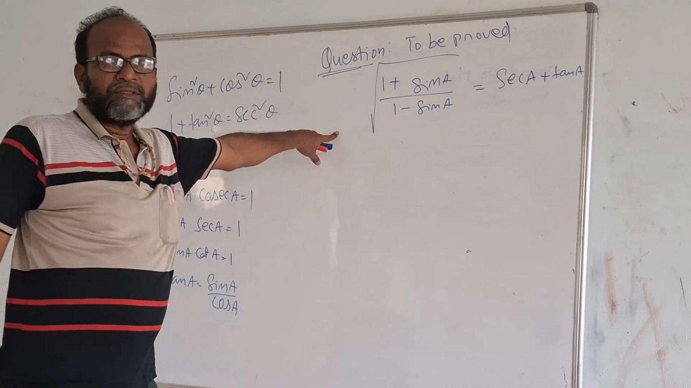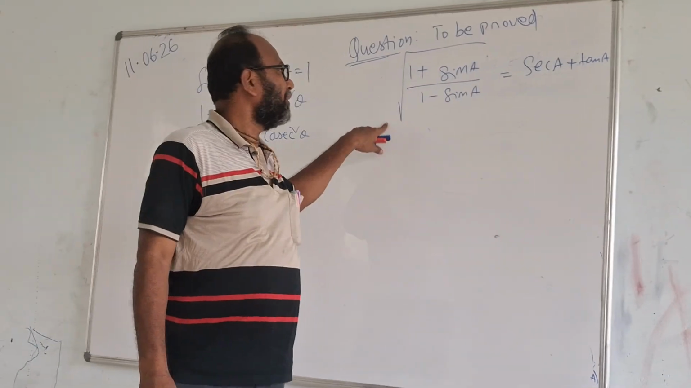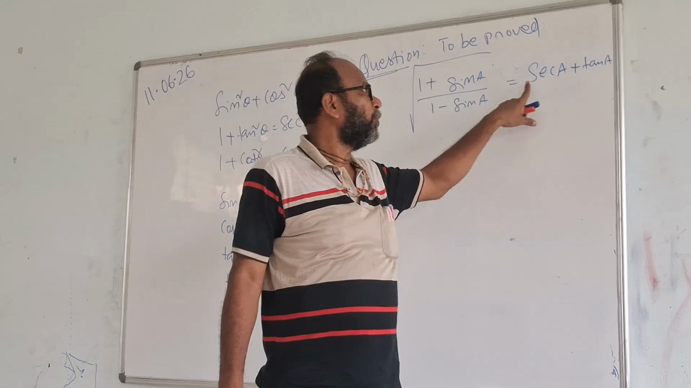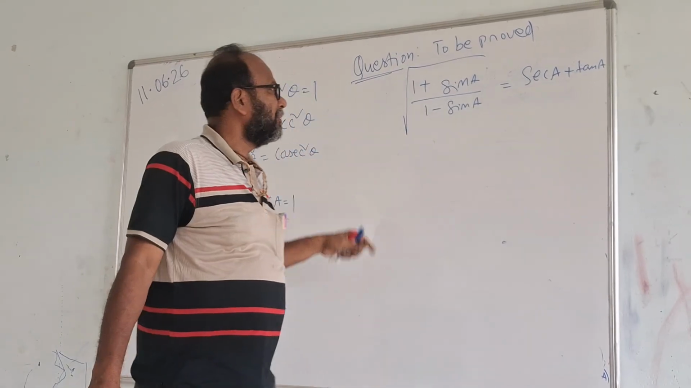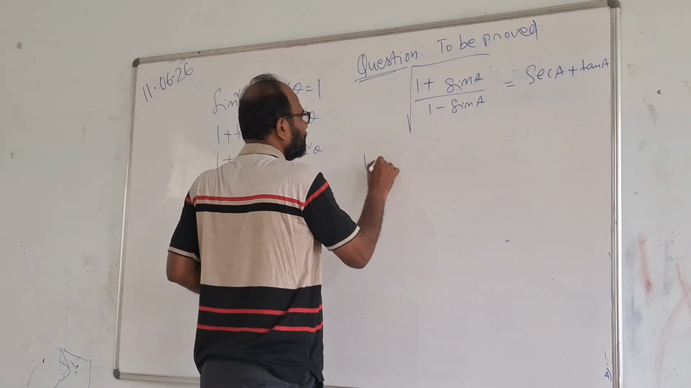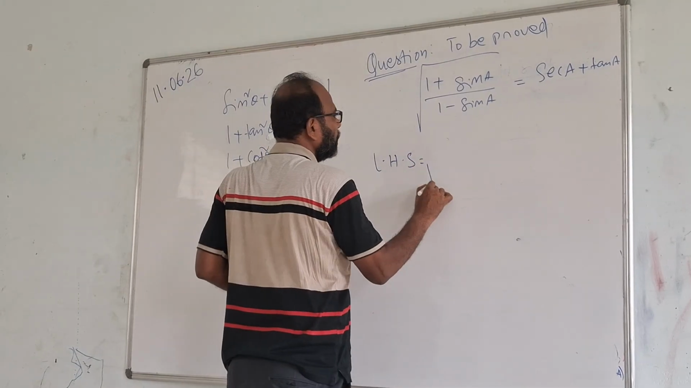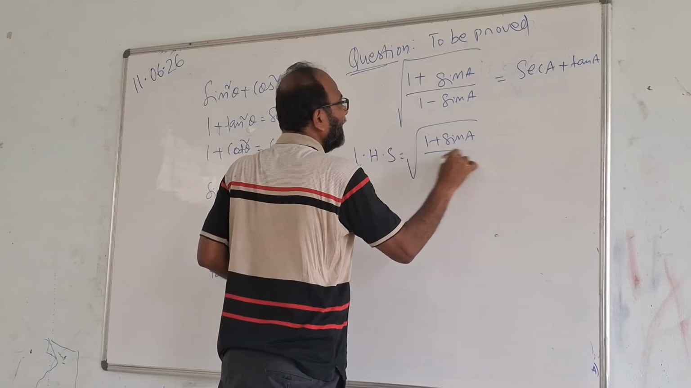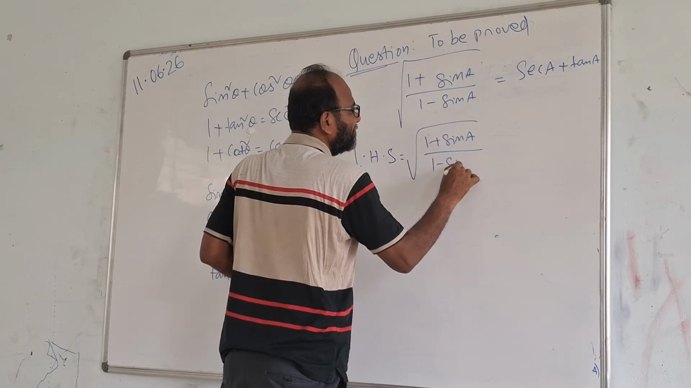So this is the question. We have to prove that the square root of (1 plus sin a) by (1 minus sin a) is equal to sec a plus tan a. So we will take LHS. LHS is the square root of (1 plus sin a) by (1 minus sin a).